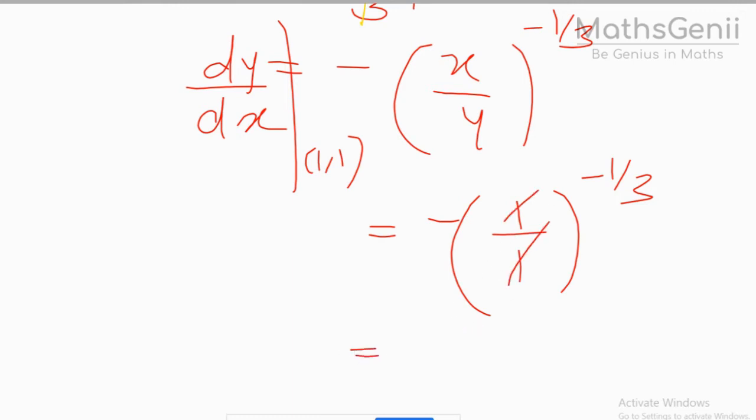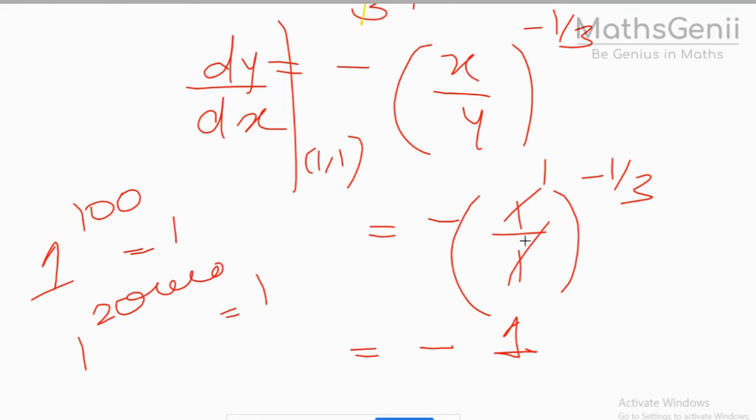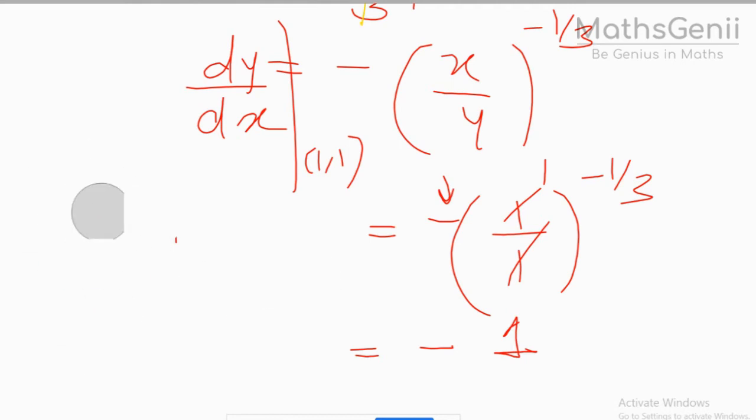So 1 upon 1 is nothing but 1. Anything raised to 1 gives you 1 itself. Here you have a minus sign outside, so you will have 1. 1 raised to 100 will also give you 1. 1 raised to 2 lakh will also give you 1. So anything raised to 1 will give you 1 only, but you have a minus sign here, don't forget. Now you got dy by dx.